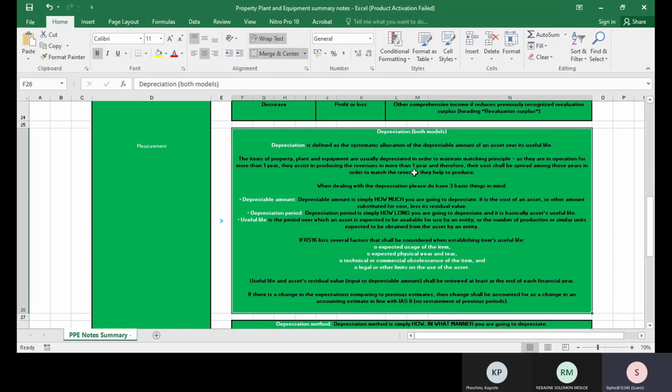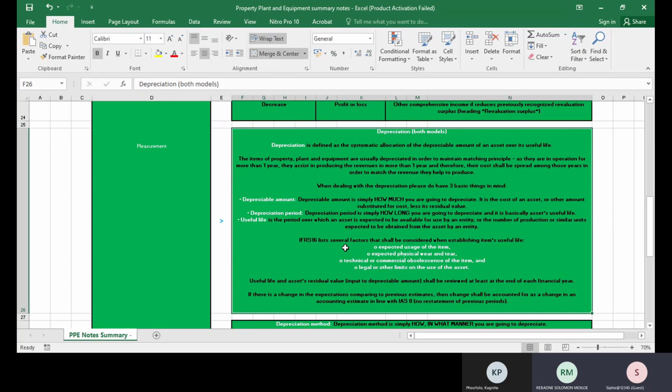You see, depreciation is defined as the systematic allocation of the depreciable amount of an asset over its useful life. The items of property, plant, and equipment are usually depreciated in order to maintain the matching principle. As they are in operation for more than 1 year, they assist in producing revenues in more than 1 year, and therefore their costs shall be spread among those years in order to match the revenue they help to produce. Does that make sense? Yes, it does.